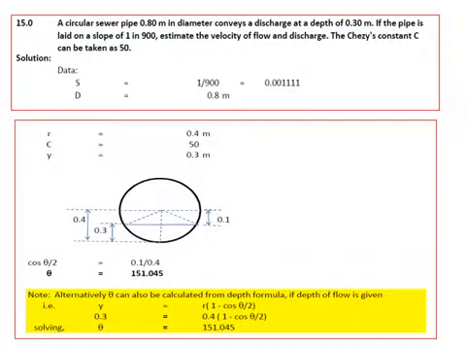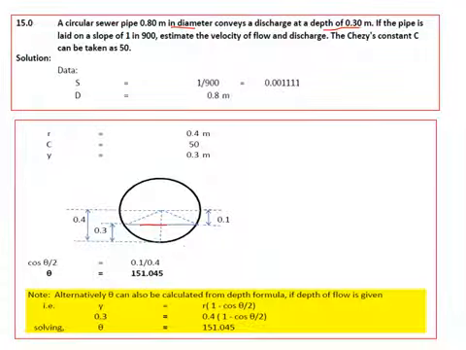So coming to the next problem of a circular sewer pipe, here the circular sewer pipe is 0.8 meters in diameter, and conveys a discharge at a depth of 0.3. So since the diameter is 0.8, radius is 0.4. So that means since the depth of flow is 0.3, it has to be below the center line. So now your free surface is here. Okay, so now from the center, if you join to the free surface, that becomes the radius.